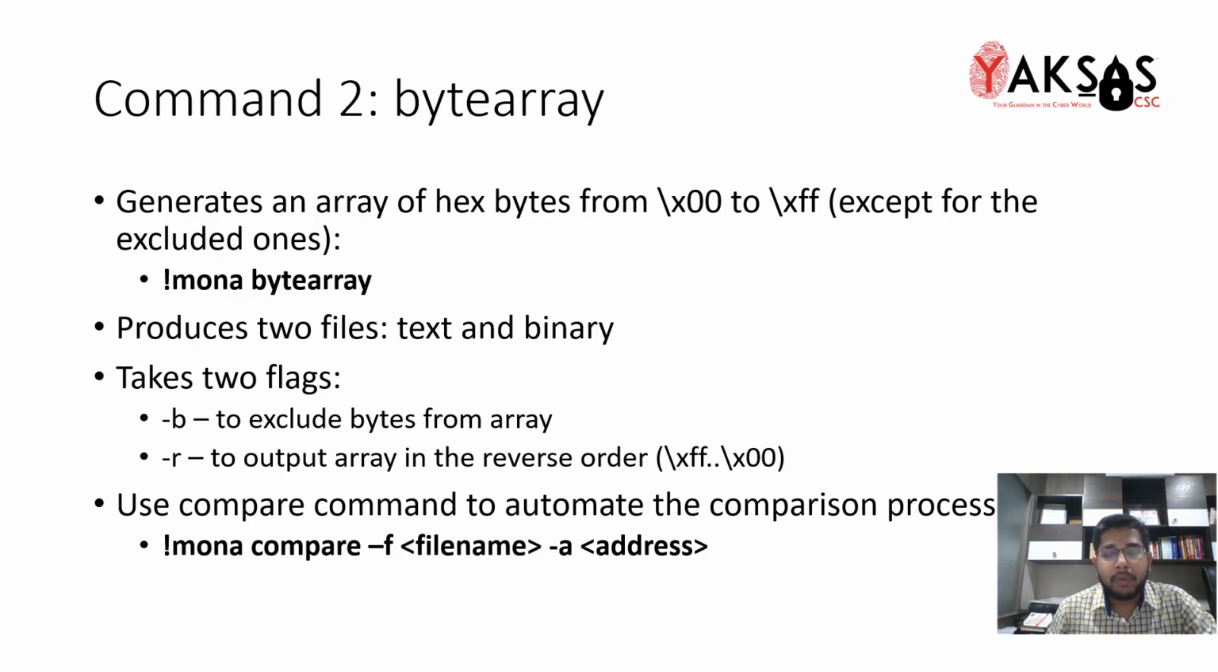And it takes two flags. The first is -f, and it takes an argument of a file name; this file is where your byte array is stored on the disk. The second flag is -a, and the argument for it is a memory address where your byte array starts. So let's see a quick demonstration of this.